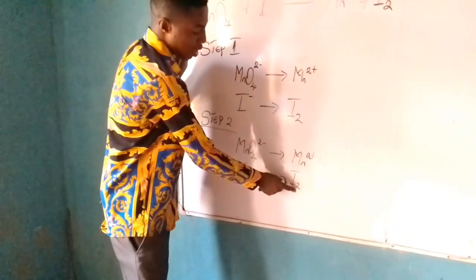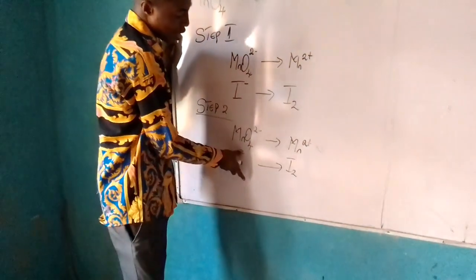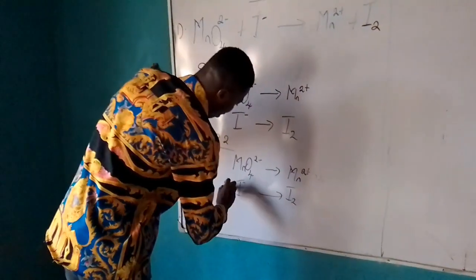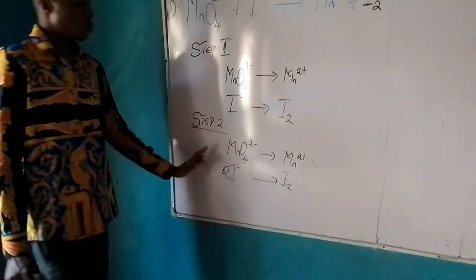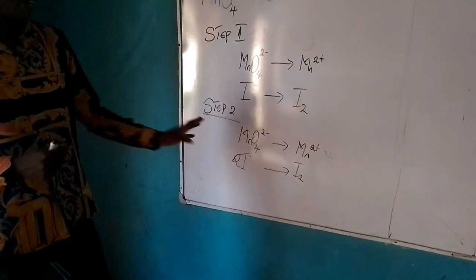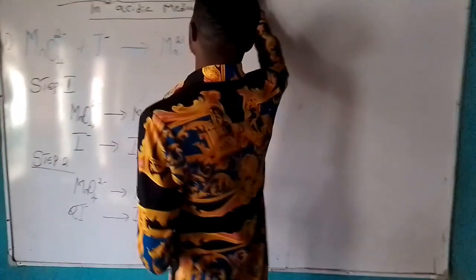How many atoms of iodine are here? 2. So you have to make this side 2 so it will be balanced. What are we going to do? You are correct, we are going to add 2 here. So we are done with step 2. This is balanced now. So let's go to step 3.